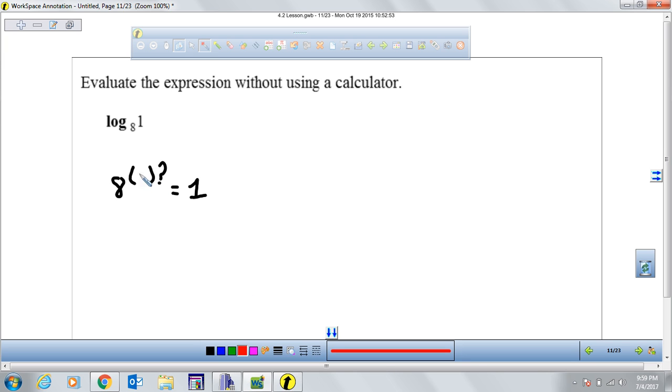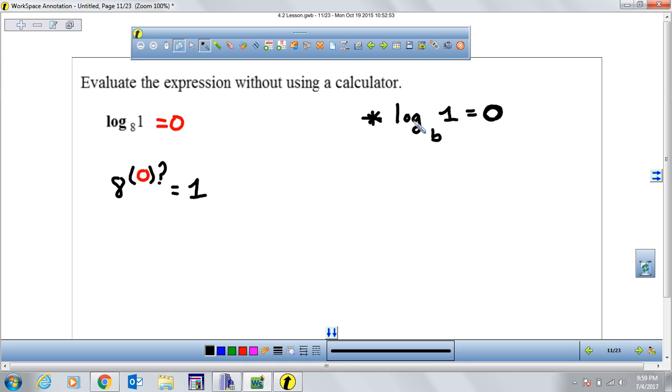And remember, what power is always going to give you an answer of 1? The 0 power. Not only for a base of 8: if I have a base of 9, a base of 10, any number raised to the 0 power equals 1. So this is a special property that tells you that if I have the log, no matter what the base is, but the result is 1, the power that makes any base equal to 1 is going to be 0. That is one of the special properties that we're going to cover in this section.